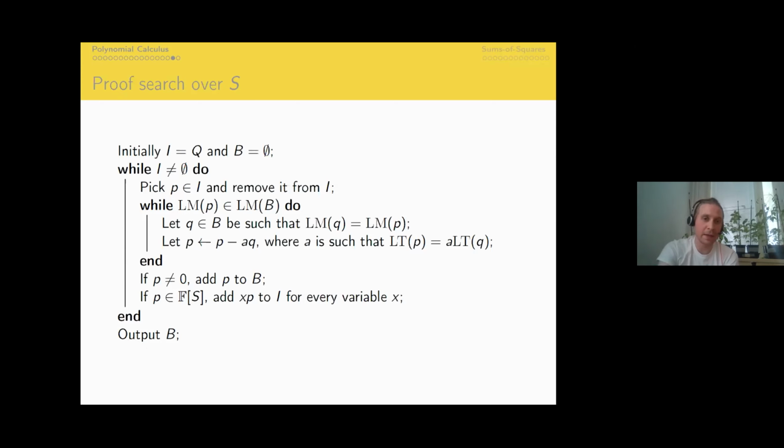But with rational coefficients, in these steps there's real potential for coefficient blowup. You might end up doubling the maximum coefficients in I after each of these loops, and then you easily end up with doubly exponential coefficients. Okay.